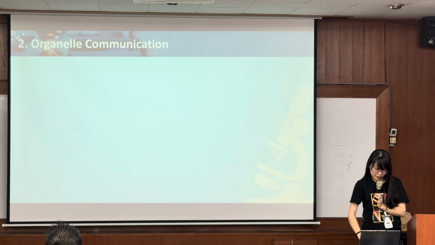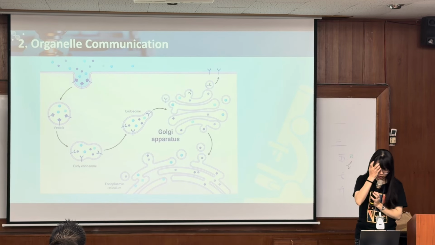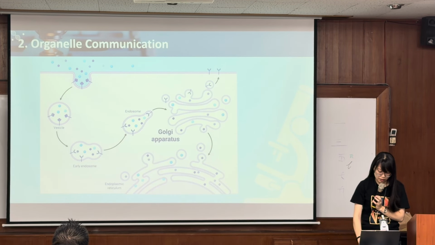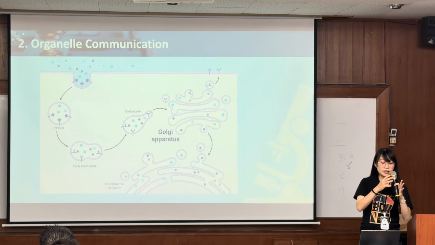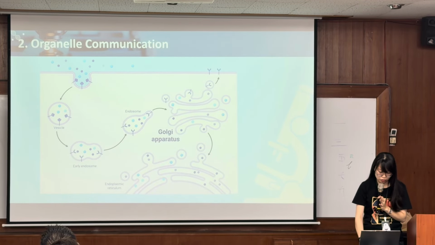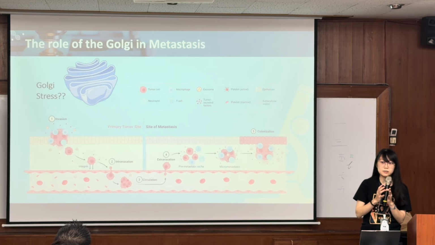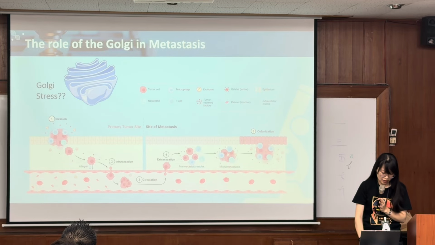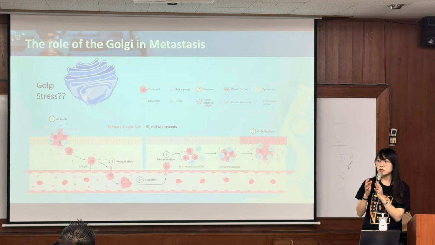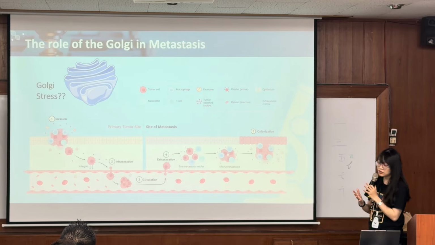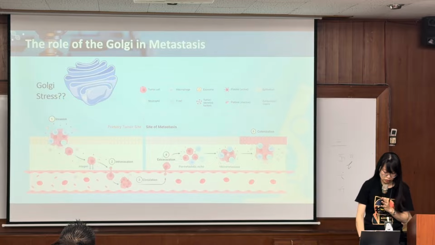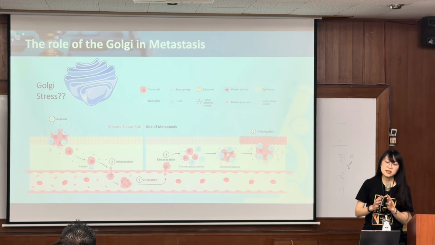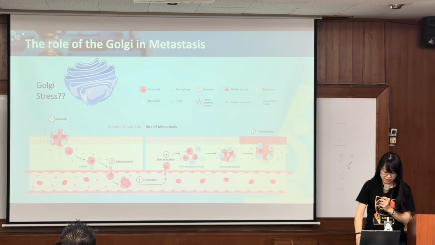Okay, so the second part is organelle communication. Like I mentioned before, the major player which can link extracellular and intracellular signals is the Golgi apparatus. So now we try to understand how the Golgi works, especially in metastasis. And we find that Golgi stress is a very important signal to induce cells to gain metastasis ability. Yeah, so here is our project now. We really hope someone can join us to answer this question.